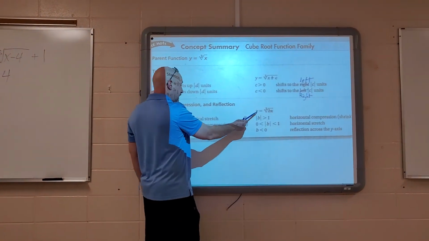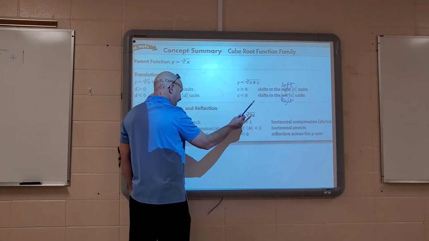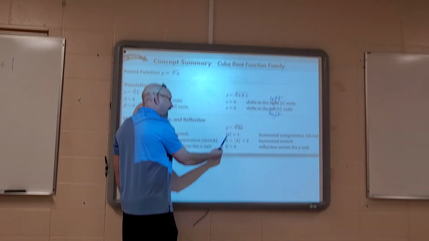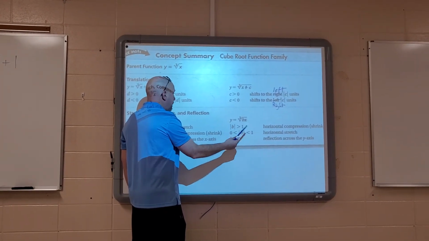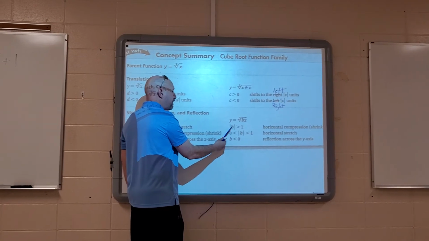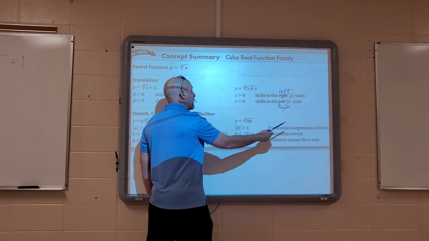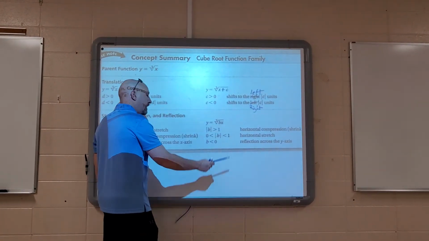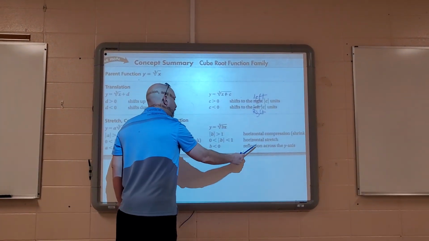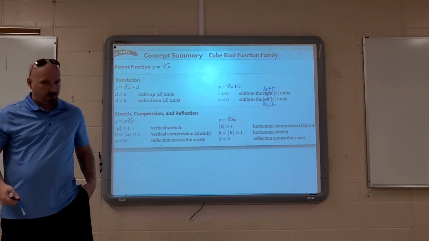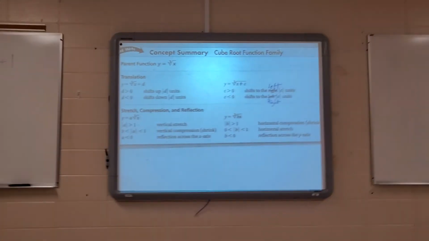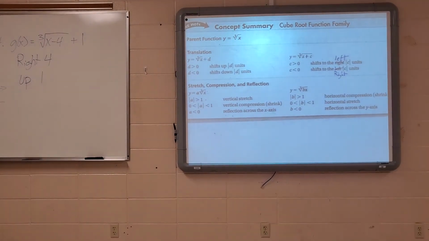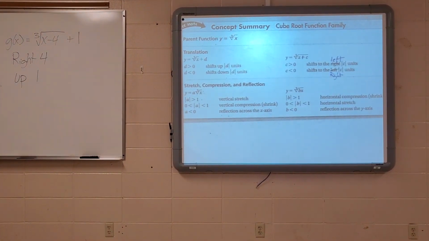Same thing here, except now it's the number multiplied by x inside the cube root. It doesn't matter if it's negative or positive, but if the absolute value of that number is bigger than 1, that's a compression. If it's between 0 and 1, it's a stretch. And if that number is negative, that reflects it across the y-axis. Okay? But we've done these notes, I don't know how many times this year. So this is nothing new. Same notes, different function.